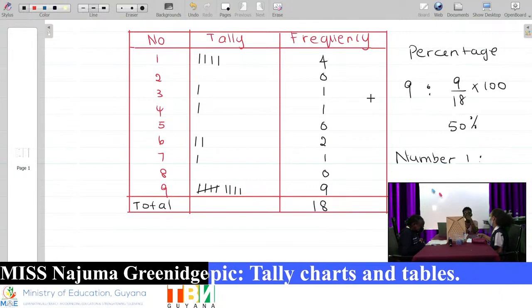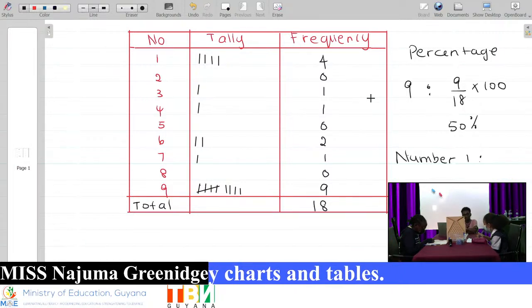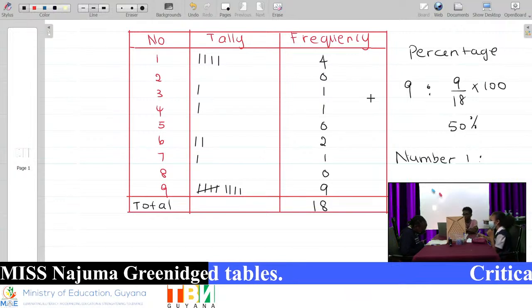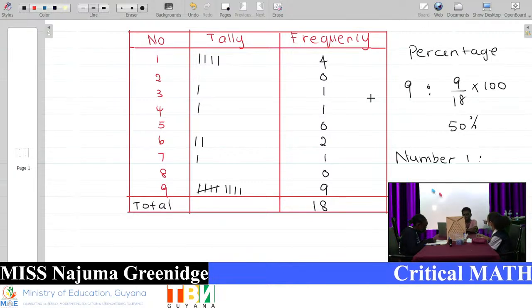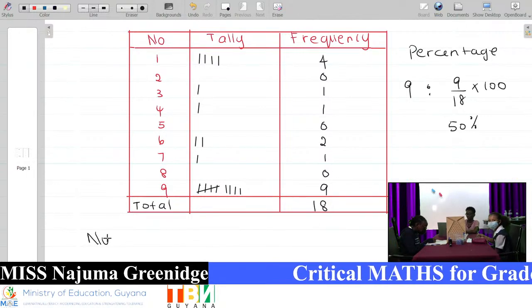How many times did the marble land on the number 9? Write it down, come on. What's the frequency for the number 1? 4? Yes, it's 4. I need to write it here because the screen has a big block there. So the number 1.